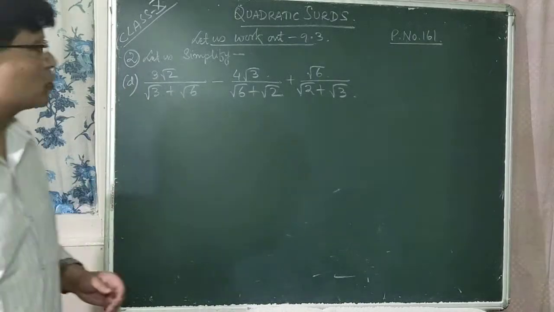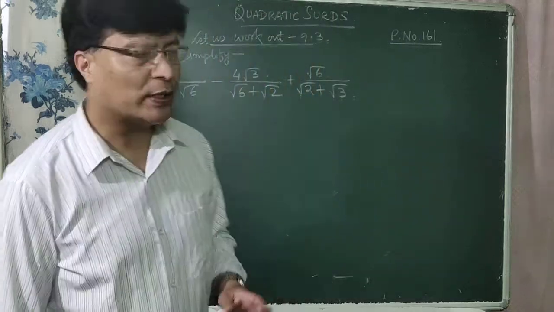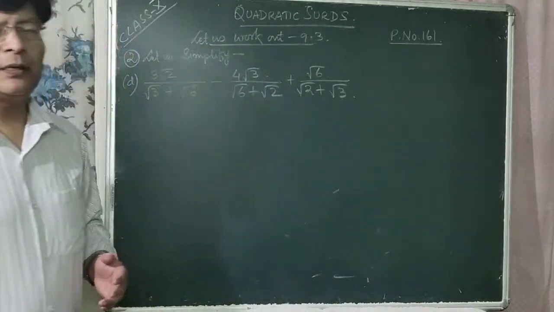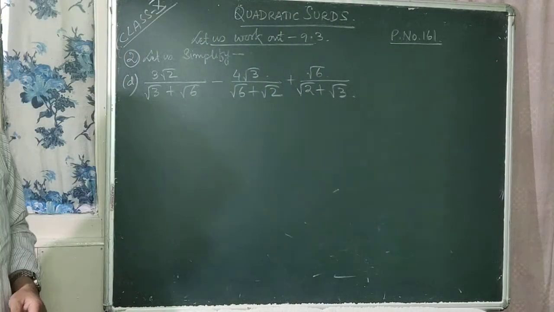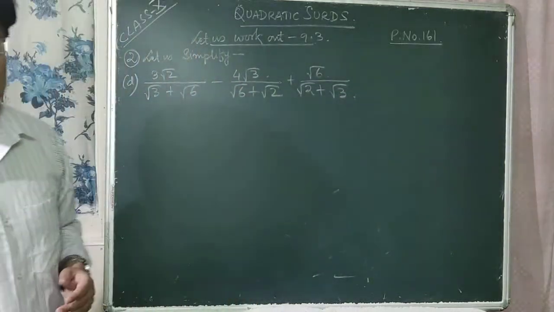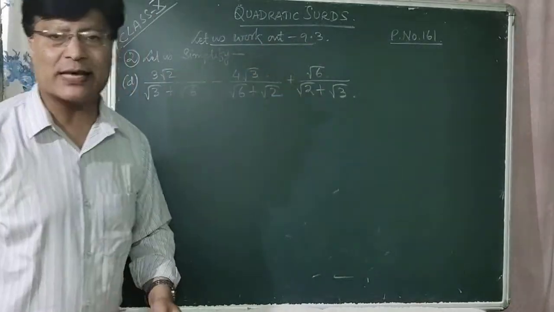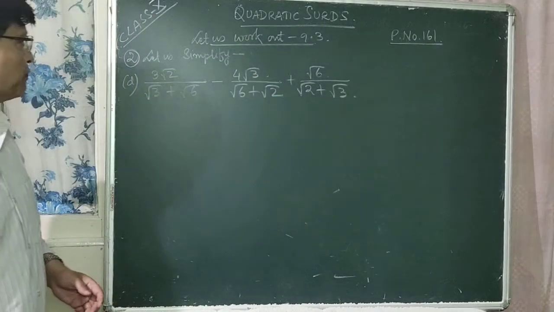The topic is quadratic surds. In the last online class also we were doing the same topic, quadratic surds. This is from page number 161. We'll do some problems from exercise 9.3.